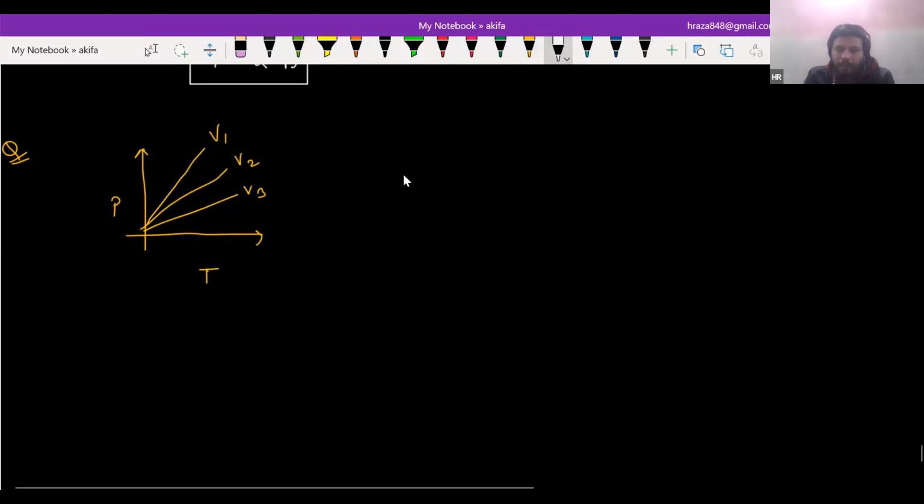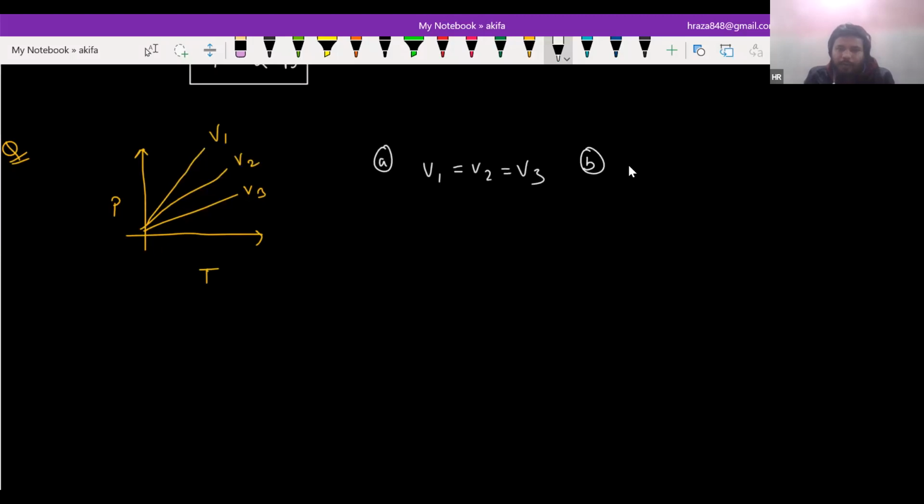Now you have to find a relation between the volumes. Option A is V1 equal to V2 equal to V3. Option B is V1 greater than V2 greater than V3. C is V1 less than V2 less than V3. And D is none of these. Just find out in the same way that I did.